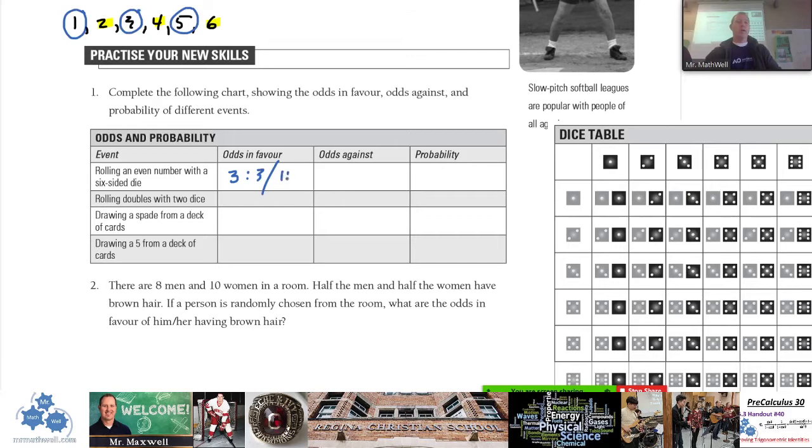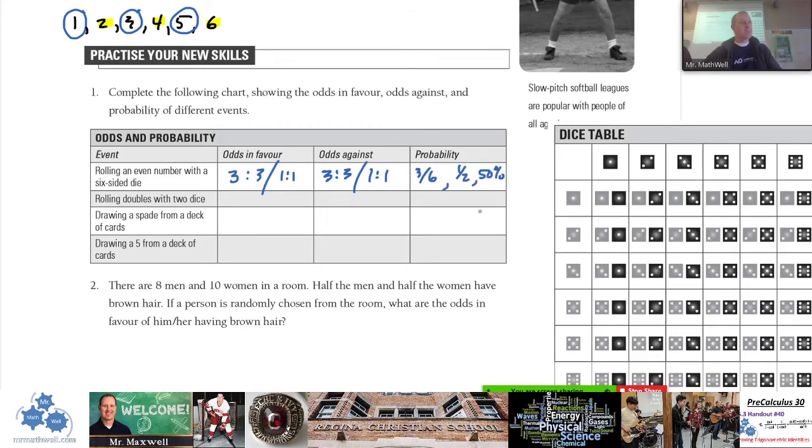Or you could say 1 to 1, because we can simplify an odds ratio the same way we can simplify a fraction. Okay? So 3 to 3 is the same as 1 to 1. 2 to 4 is the same as 1 to 2. You can simplify. Okay? So what are the odds against? Well, what are the undesirable? 3 to 3, or 1 to 1. So the odds in favor and the odds against are the same. If that's true, the probability is 50-50. So 3 out of 6, or 1 out of 2, or 50%.